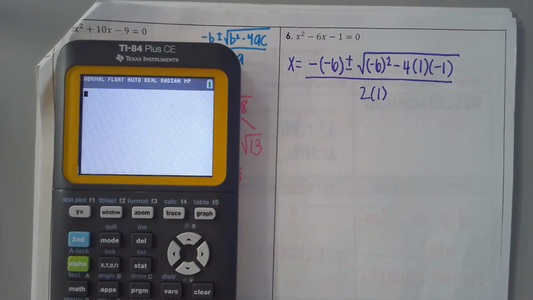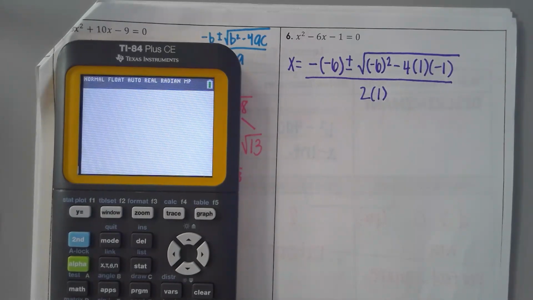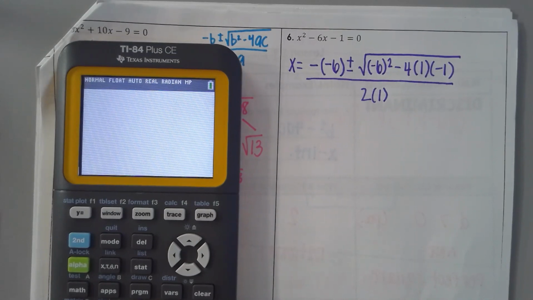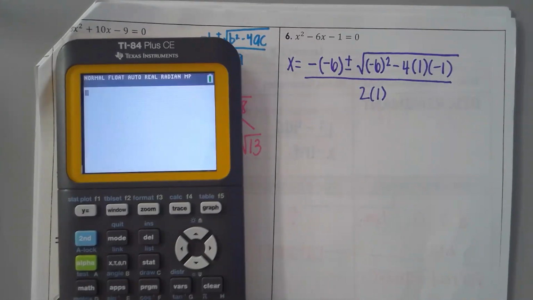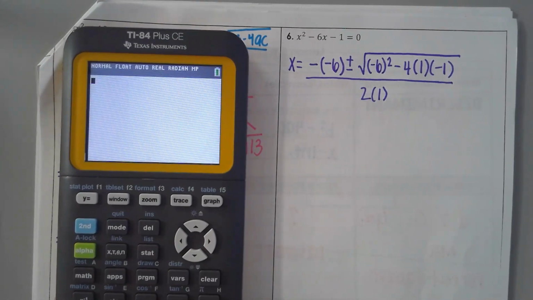So if you can have this formula memorized, it would help you. And if you can remember, well, I've got the negative b over 2a, and then you've got the square root and the discriminant. If you can remember those individual formulas, you should be able to eventually get the quadratic formula.